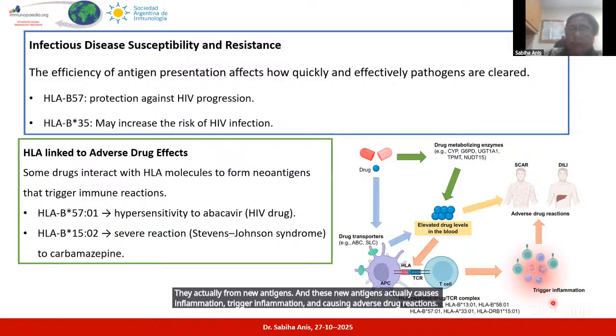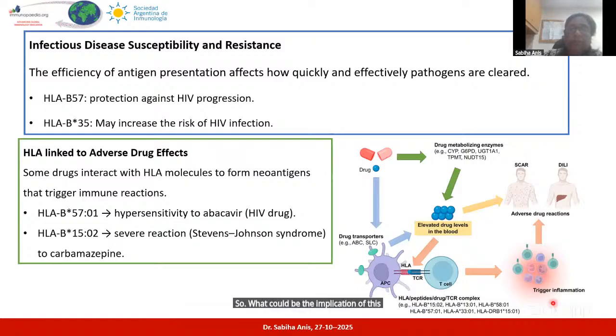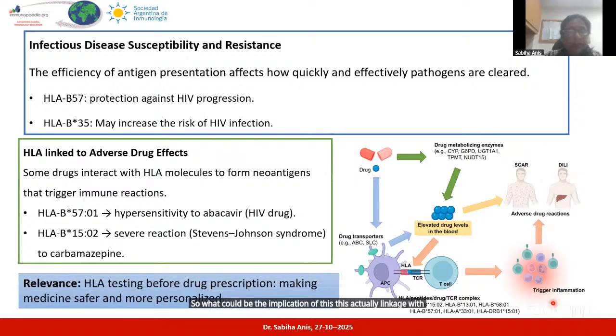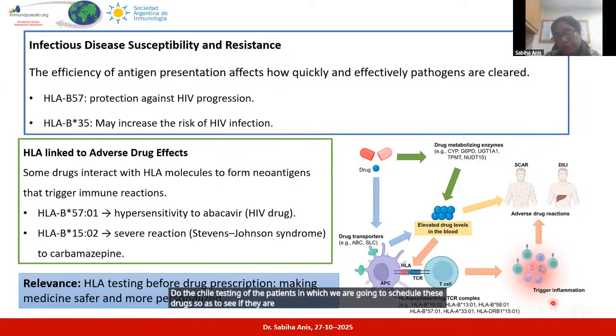So what could be the implication of this HLA linkage with drug adverse reactions? It can be used in personalized medicine. We can do HLA testing of the patients in whom we are going to institute these drugs, so as to see whether they are exposed to the side effects or not.